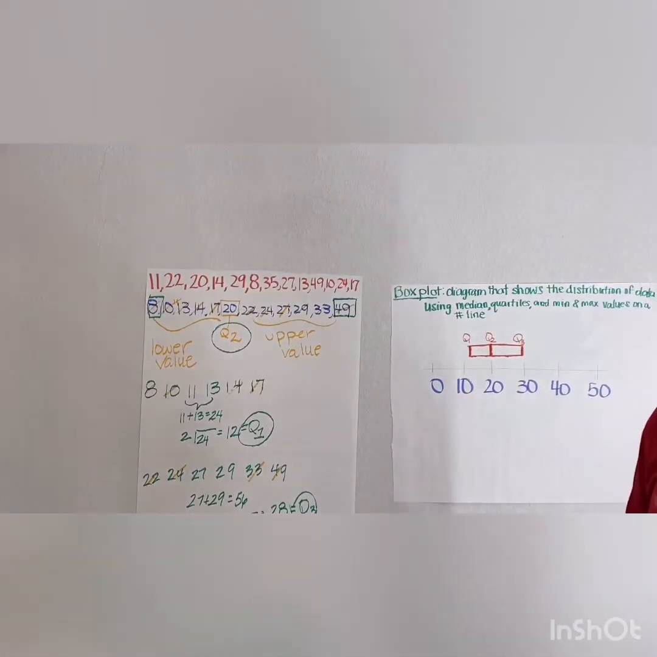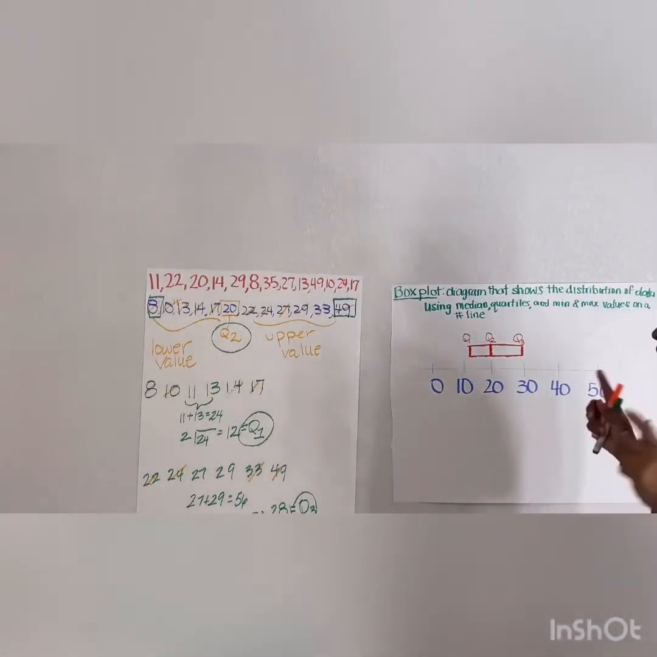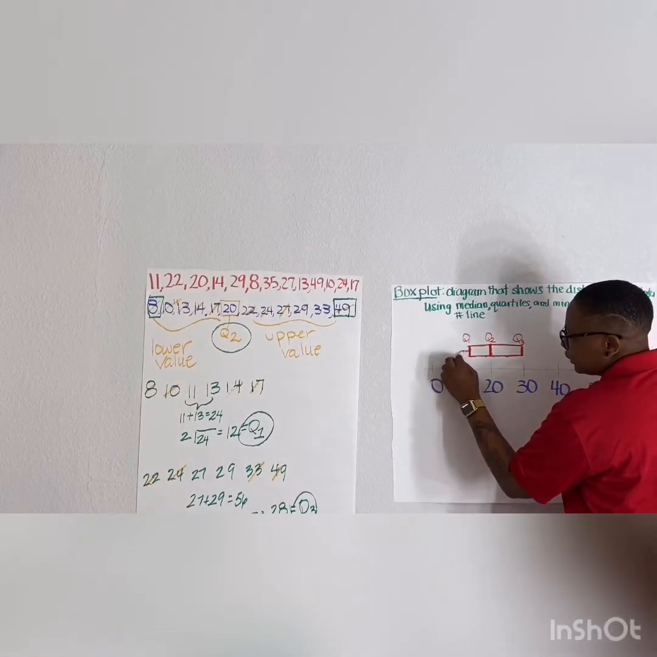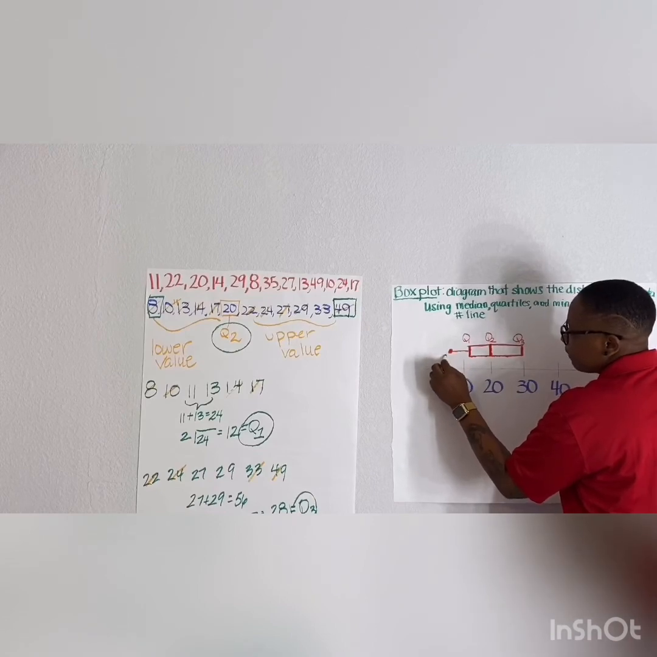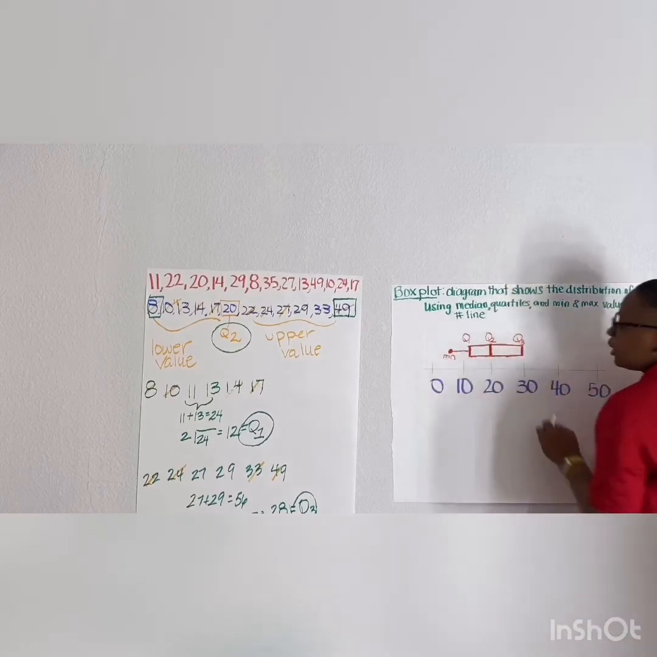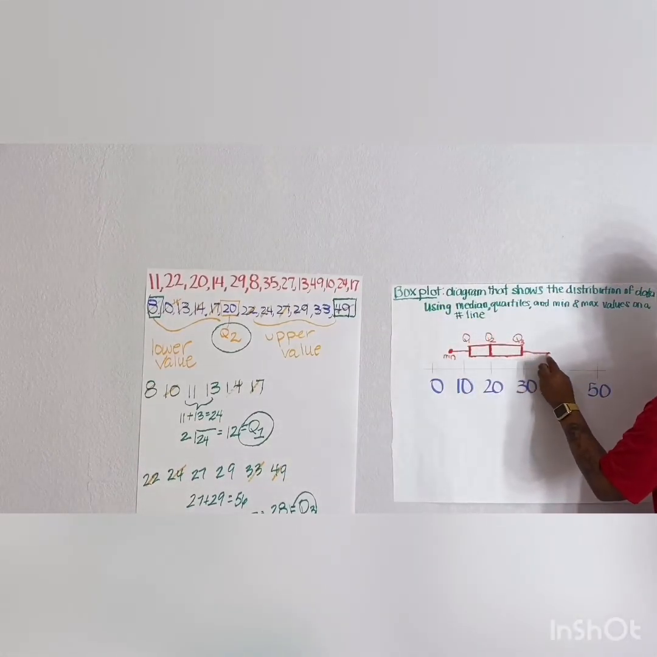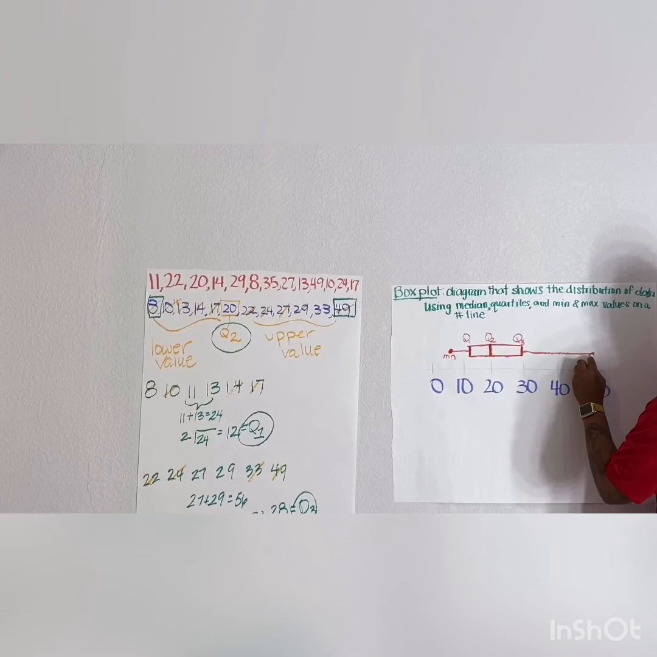Do we stop there for our box plot? No, we now have to label our minimum and maximum numbers. So our minimum number is about 8. So 8 is about right here. So that's our minimum. And our maximum that we said is 49. So 49 stretches all the way about right here. So that is our maximum value, right?